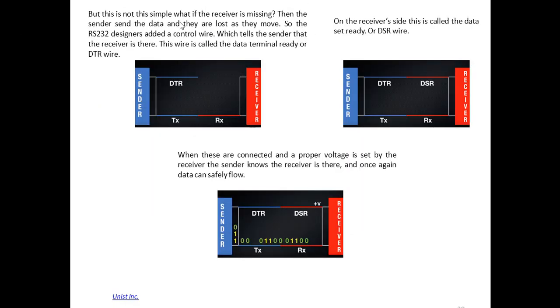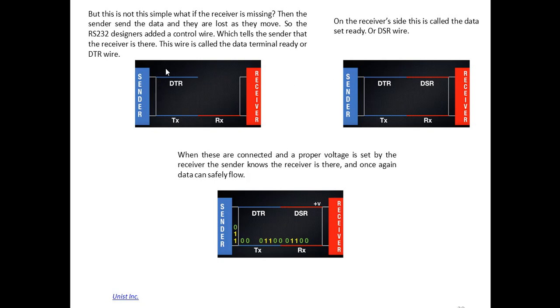But this is not this simple. What if the receiver is missing? Then the sender sends the data and it is lost as it moves. If there is no receiver and the sender keeps sending data and there's only a TX, the data comes and then just disappears because there is no receiver to receive it. So the RS-232 designers added a control wire which tells the sender that the receiver is there. This wire is called the data terminal ready or DTR wire.